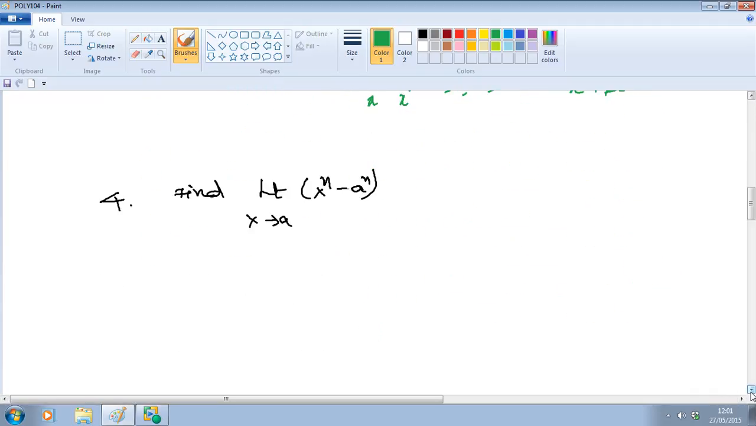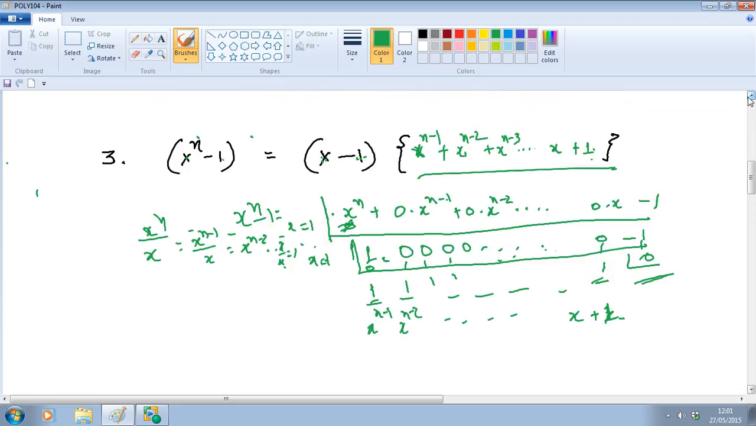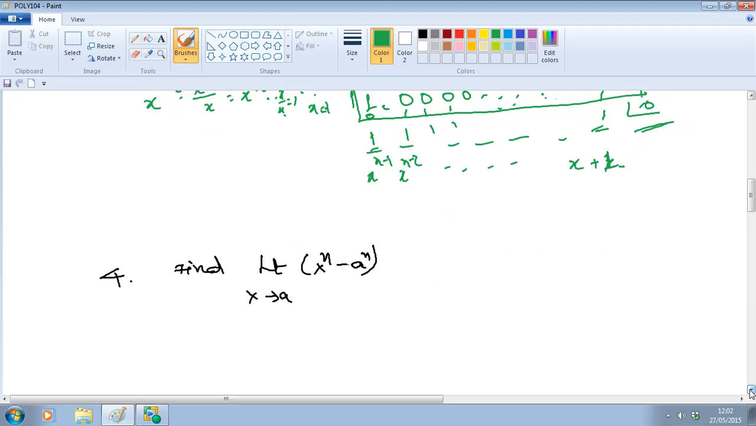Next one. Find the limit of x to the power n minus a to the power n, divided by x minus a, when x tends to a. It is just an extension of the previous problem. x to the power n minus 1 divided by x minus 1 we found. So in this case, what happens when x tends to a?